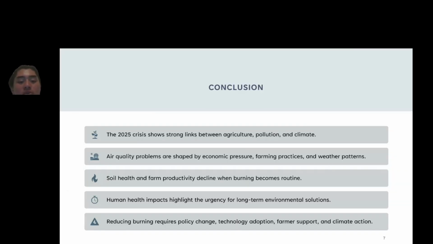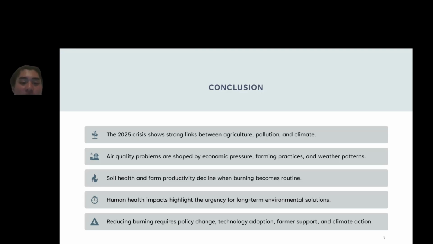To conclude, the 2025 crisis shows how tightly connected agriculture, pollution, and climate are. One farming practice, burning crop residue, triggered a major environmental and health problem when combined with the industrial pollution and stagnant weather. This event shows that solving air quality issues requires solutions in multiple areas: farming practices, soil health, agricultural technology, and adaptation.